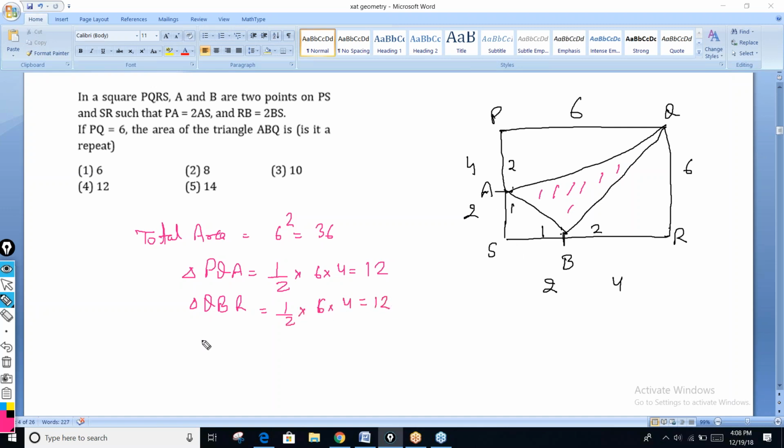And what is the area of triangle ASB? The area of triangle ASB is half 2 into 2. It's again a triangle, so 2. So if I subtract this area from the total area, I'll get the area of this triangle, which is the required answer, that is the area of QBA. If I subtract 26, I'll get the area, which is 10.